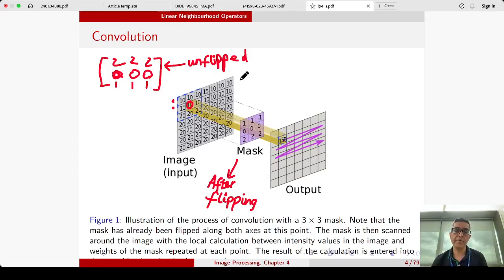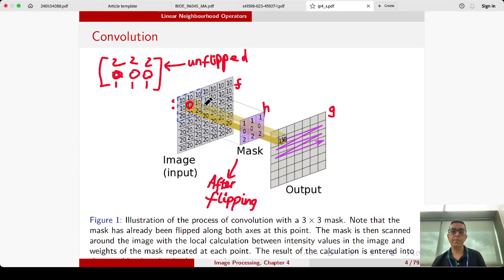So this is our F. This is our G, our output. And this is our H. Okay? Then you move the mask to the next pixel along, and you repeat the calculation.